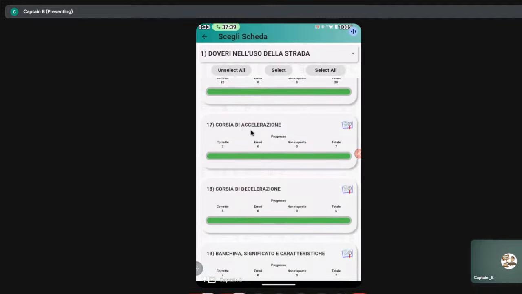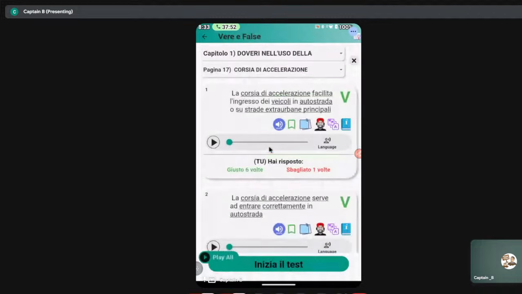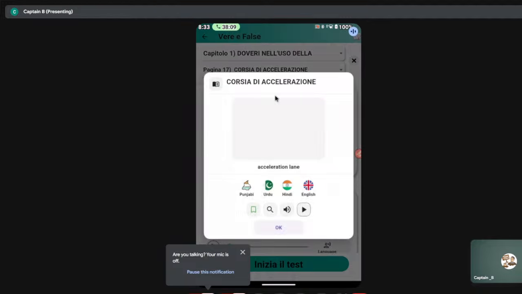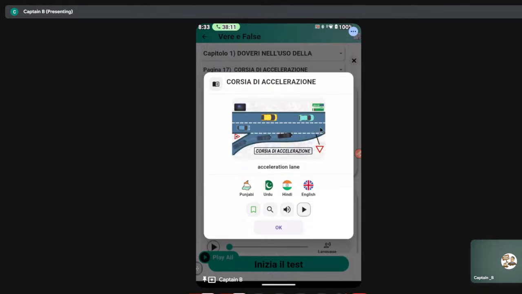Now, corsia di accelerazione. When we're talking about acceleration lane, okay? Acceleration lane. La corsia di accelerazione facilita l'ingresso dei veicoli in autostrada o su strade extraurbane principali. Now, la corsia di accelerazione, which is the lane for acceleration, is made to enter. Okay, that's corsia di accelerazione, the acceleration.